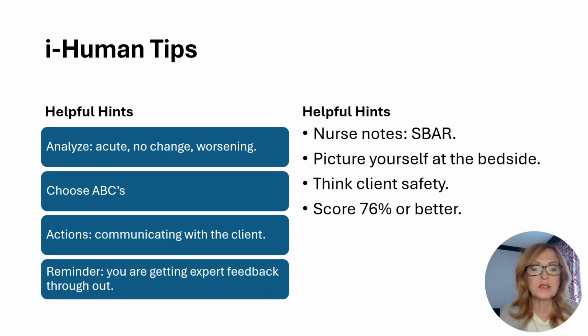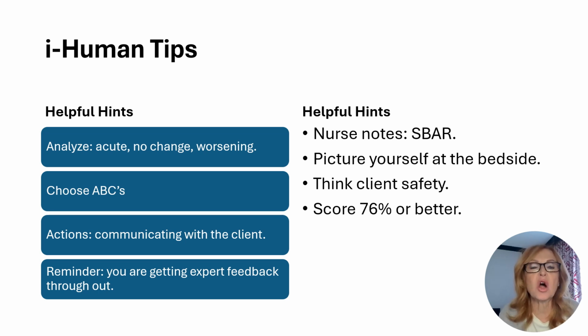Here's some more helpful hints on iHuman. Analyze acute, no change, or worsening. So you're going to analyze, is it an acute change? Is it a no change problem, or is it getting worse? If they have a pain of 8 and it's now 10, it's getting worse. If they had a pain scale of 4 and it's a 3, there's no change in it.